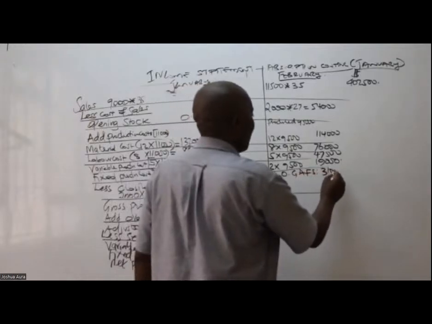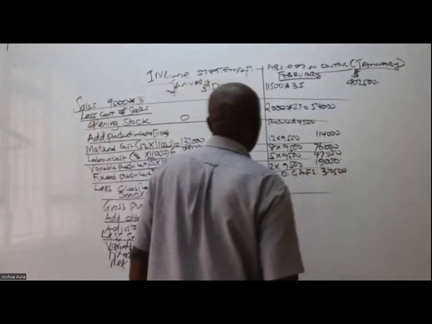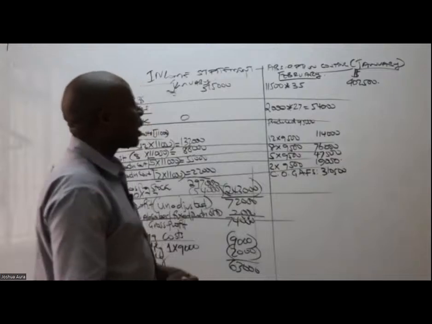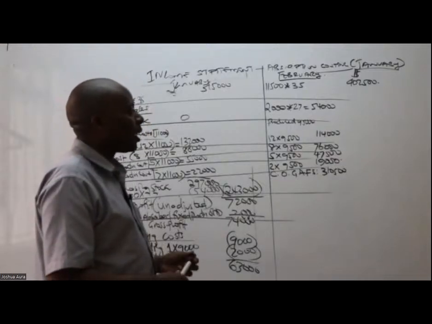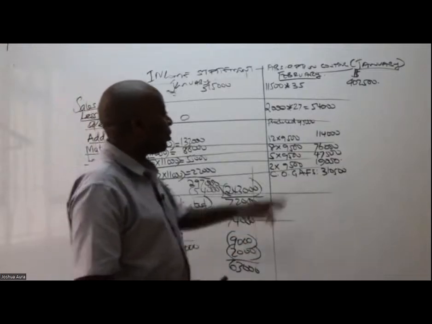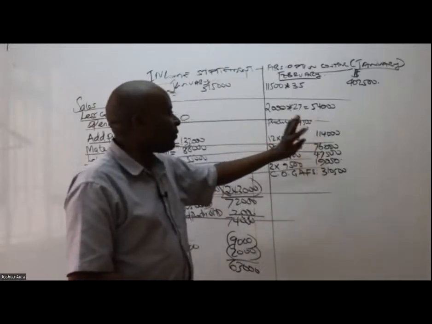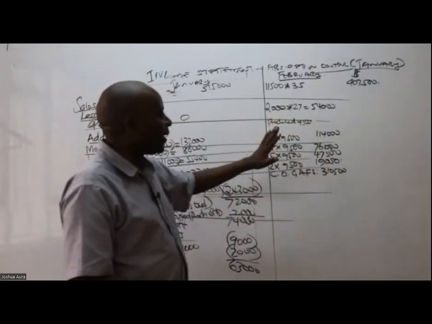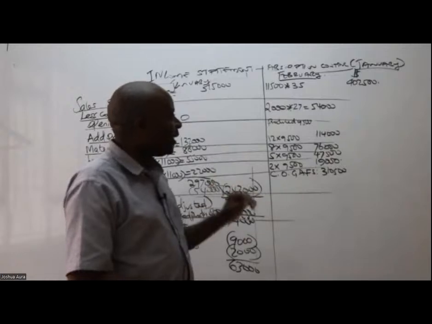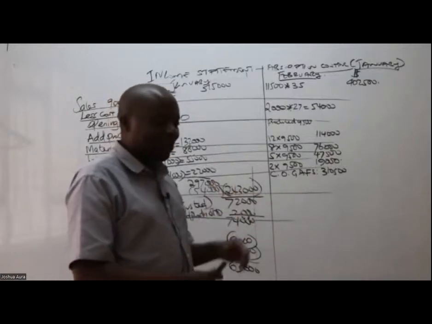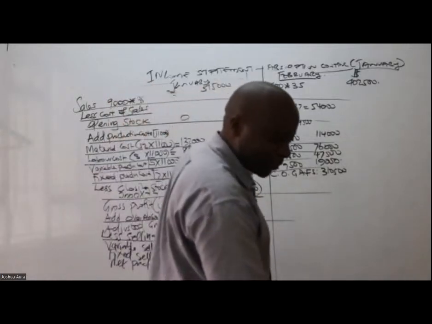310,500. So come and less, in this case here, closing stock. Who can give me the closing stock this time round here? Remember here we produced 9,500 only. Is there anybody who is able to see the closing stock in this question?